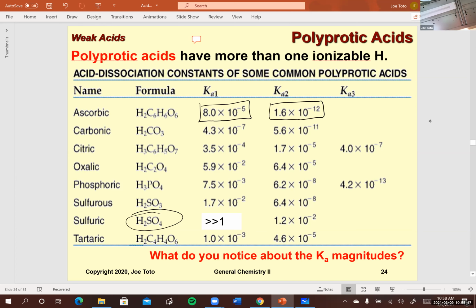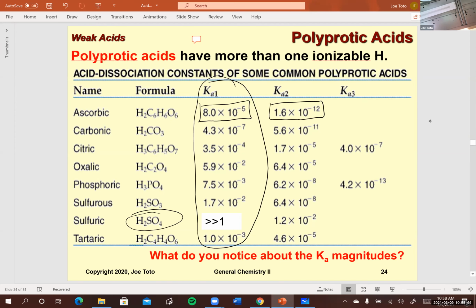So this is an argument that says, yeah, maybe some acids are polyprotic, but if under normal conditions you want to calculate the pH, you really only have to consider that first deprotonation. So that's one thing that's said here.